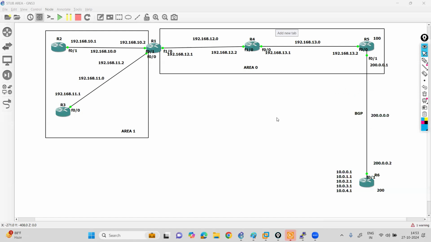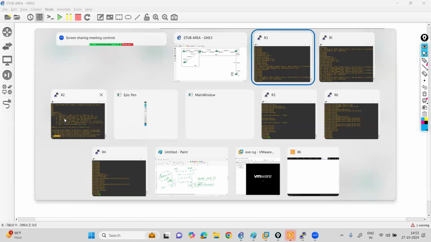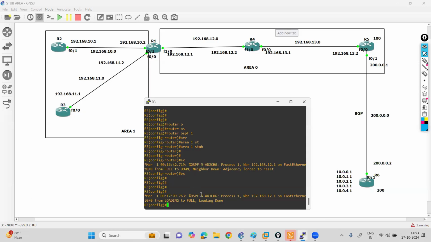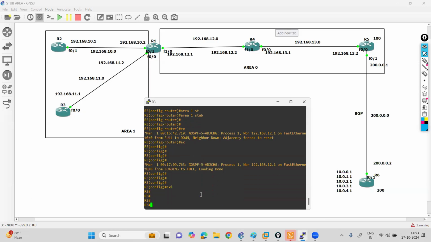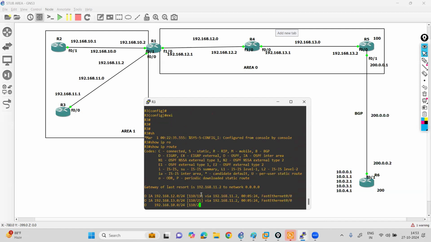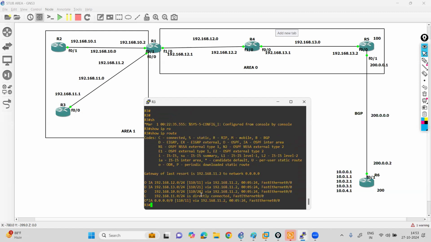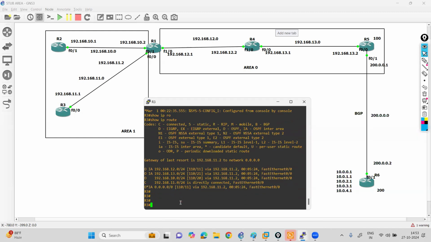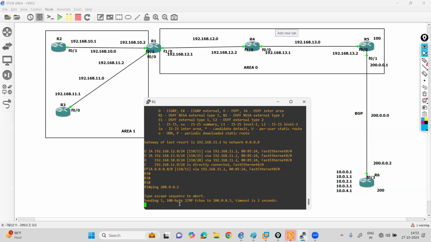As we have just seen, in the table of router number 3, let's observe show ip route. We can see that the external routes are converted to what? Let me ping to router number 6 and see what has happened. Ping 200.0.0.2. It is sending some bytes of data.